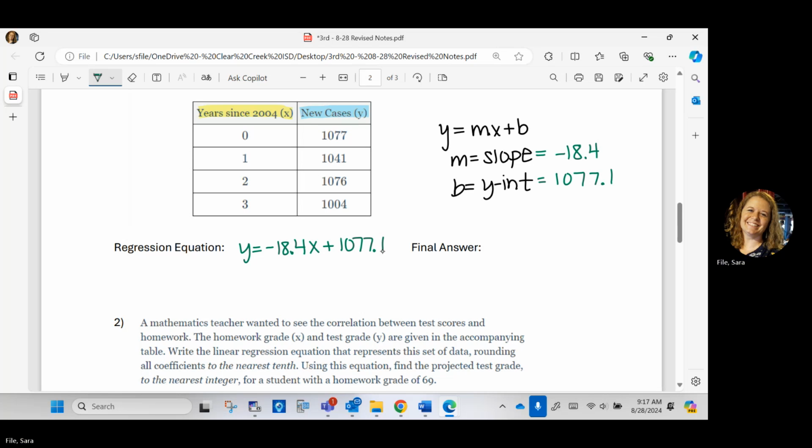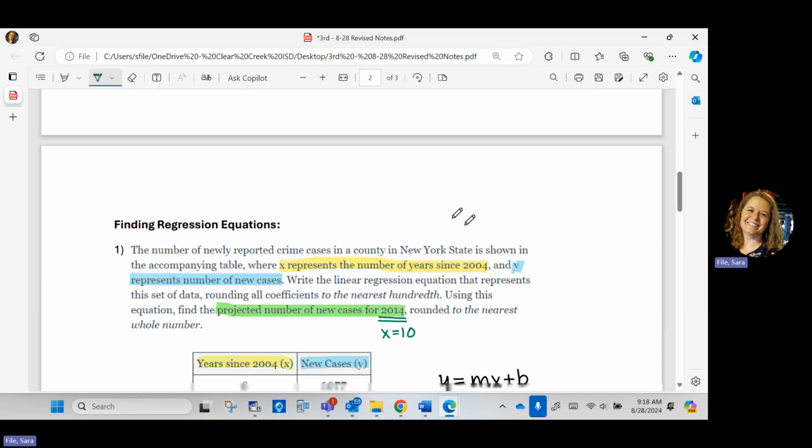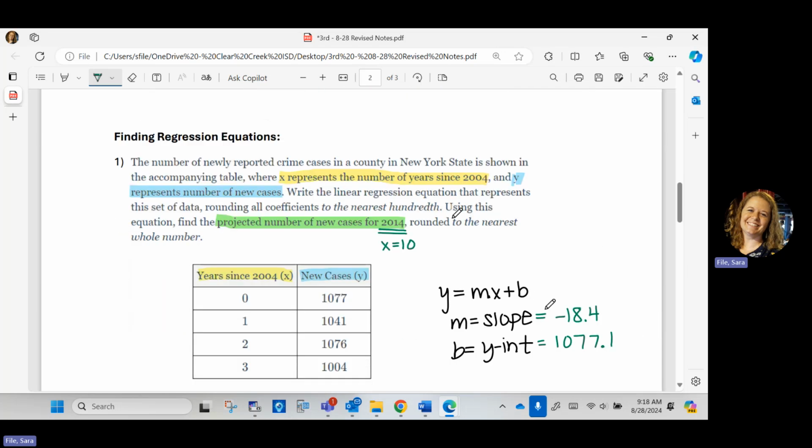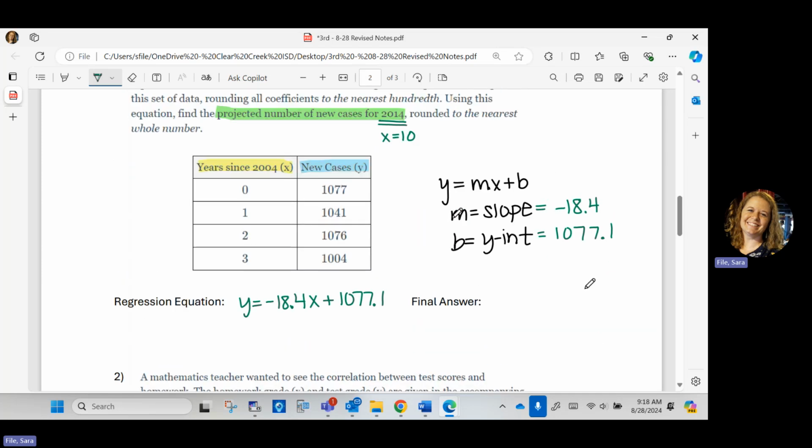So far, so good? It's just making sure you can follow those steps. We haven't had to calculate anything yet. It was entering data and making sure that we typed the mx plus b in this correct format very carefully. And that gave us our m and our b. So we have to know m is slope and b is y-intercept, and we can write our equation. Now it does have a question. It doesn't say just write the equation. It says now find the projected number of new cases for 2014. And we said that meant X was 10. So now I'm going to plug in a 10 for X.